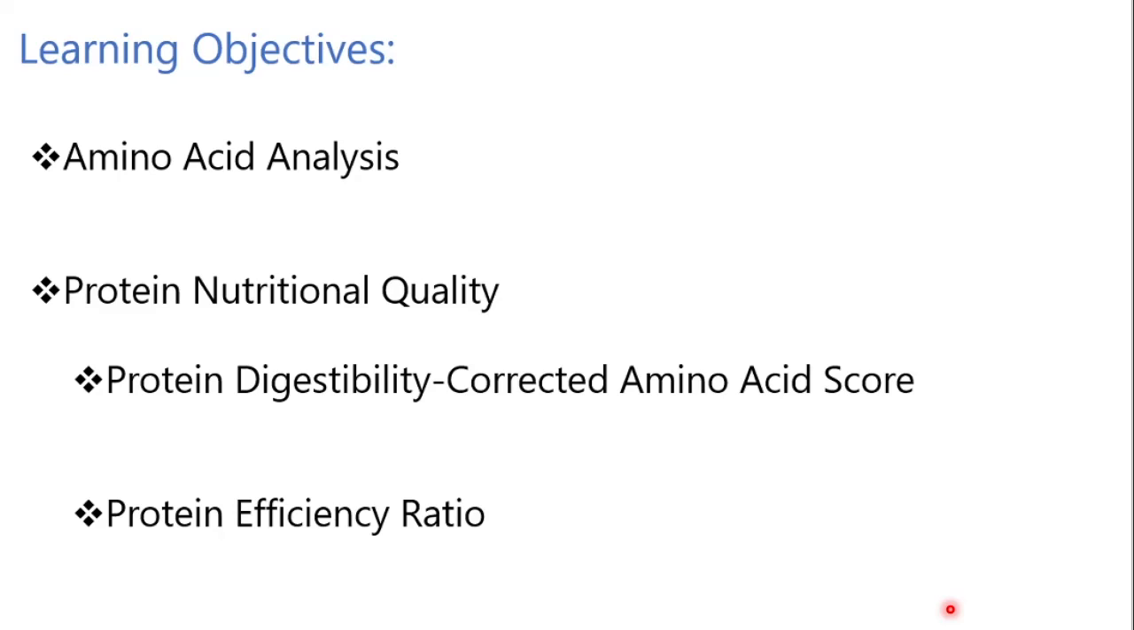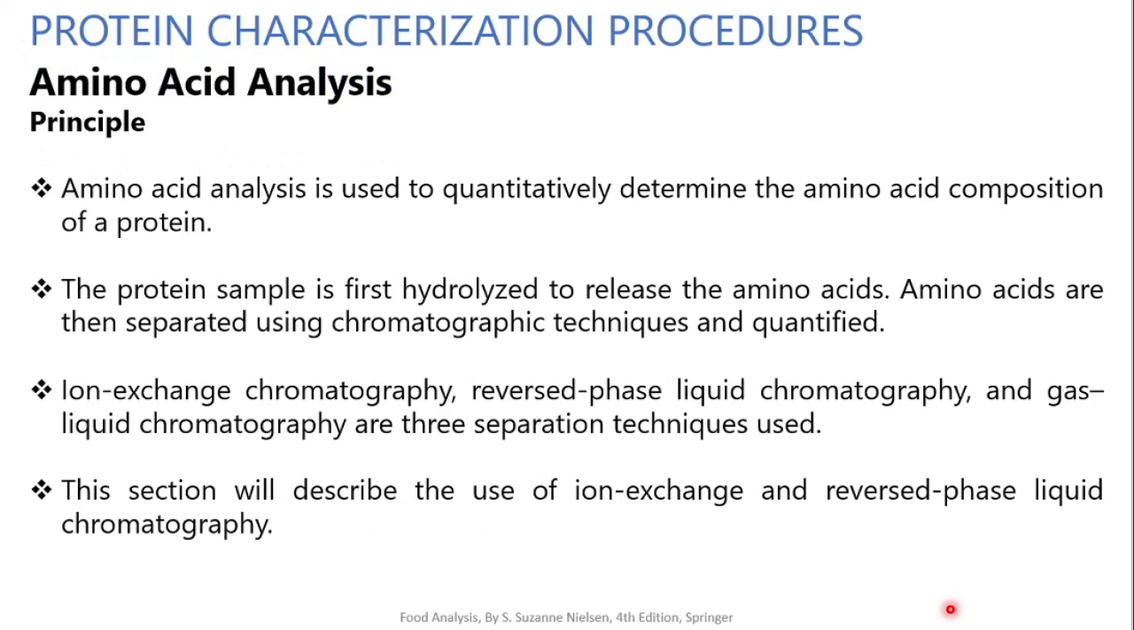In protein nutritional quality, we will see the protein digestibility, the protein digestibility corrected amino acid score, and the protein efficiency ratio. This topic we will cover today. Let us see one by one. So the first one is the amino acid analysis.